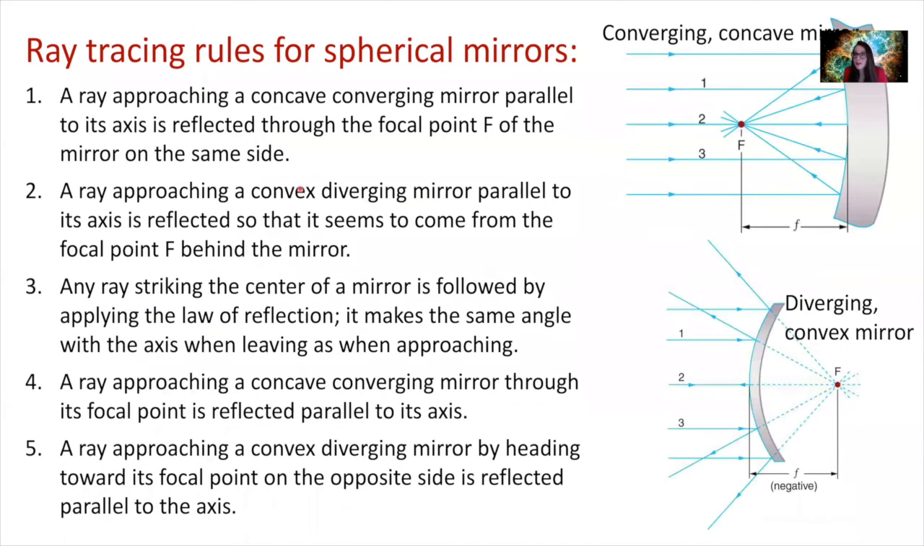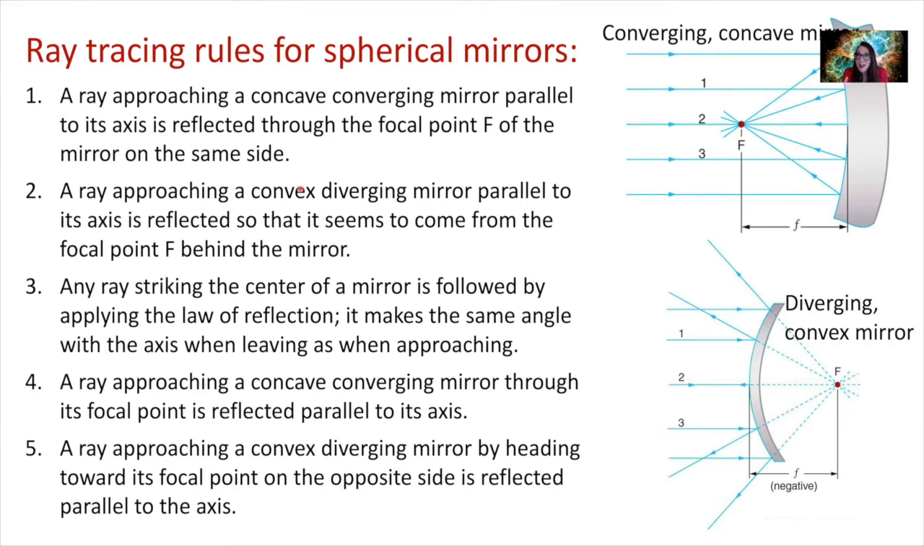We also have ray tracing rules that we can use for mirrors. Just like how we had ray tracing rules for lenses, we have them for mirrors too. And there are different sets of rules depending on whether your mirror is converging or diverging, and they follow along the same pattern as our ray tracing rules for thin lenses. We are not going to play with mirrors at all in lab.